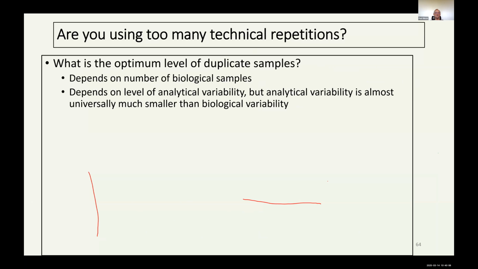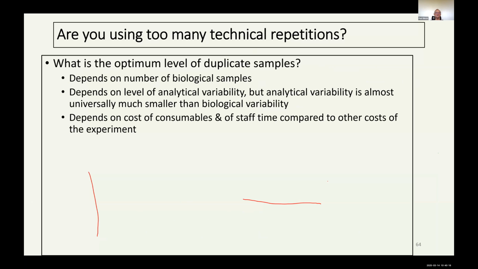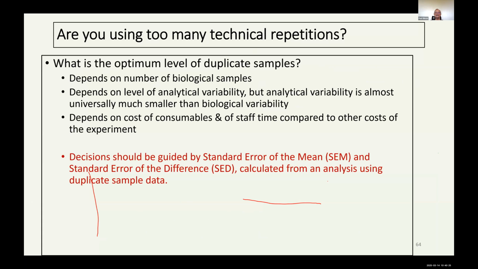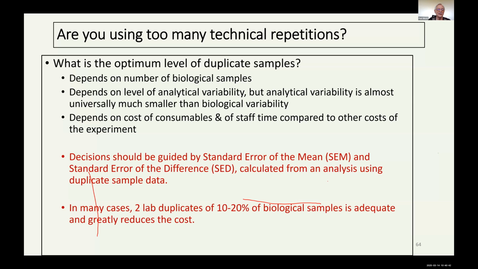It depends on the number of biological samples, the level of analytical variability, and that is almost universally smaller than biological variability, and depends on the cost of consumables and staff time relative to other costs compared to the cost of the experiment. And decisions should be made guided by the standard error of the mean and standard error of the difference calculated from an analysis that includes duplicate sample data.